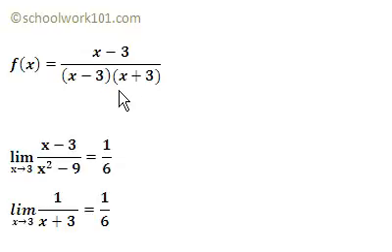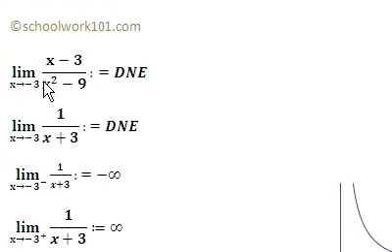Now there was another x value that we should have checked: what happens when we plug negative 3 into this? Well, we end up getting 0 in the denominator. So now we're going to check negative 3. That means we must take the limit as x approaches negative 3, and I'm saying that it does not exist.